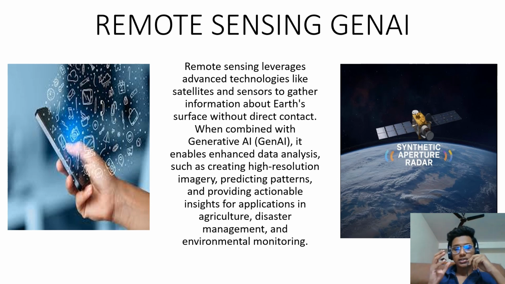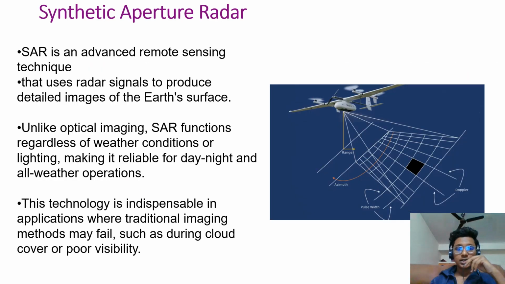So SAR image colorization is a part of remote sensing Gen AI, which is our project. So what is remote sensing Gen AI? Remote sensing is an advanced technology which is used in satellites to gather information about the Earth's surface. We're going to use this for various applications such as SAR image colorization, crop classification, and many more. There are many applications of it. We'll see it later.